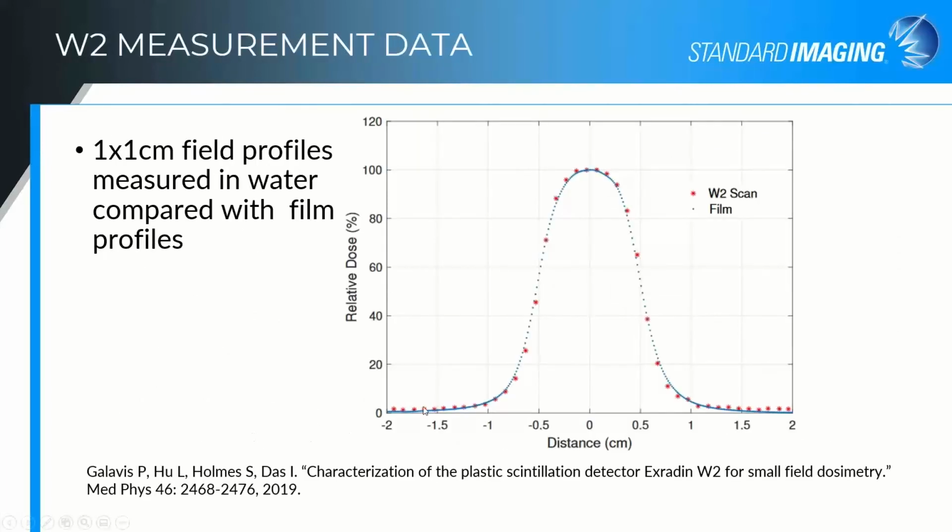So here's one example of a publication from Paulina Galavis where they compared the W2 when it was first being released. There was some concern about how well it matched with W1 characterization, which is the same fiber. We're not surprised that it matched fine. But they also looked at how it performed in a scan. This is a 1 by 1 centimeter field looking at radiochromic film in the blue dots compared to the W2 with the red stars, and it overlaid beautifully.